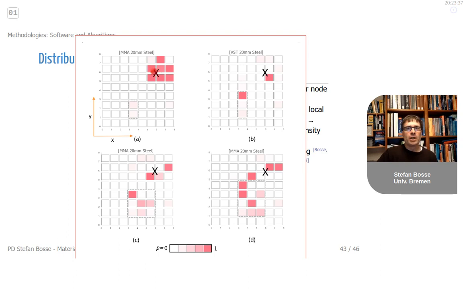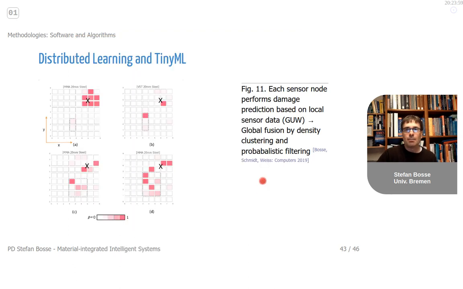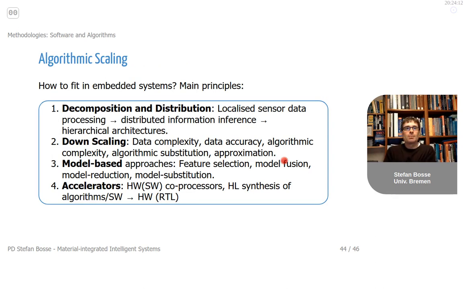And you see here we have different experiments. Here we have a very strong indication. All these nodes which are red have clearly identified a damage, predicted damage. Here we have a weak case, but still one node is very strong. And here we have artifacts. So these are false positive indications, here again and here again. But by global fusion using density clustering and probabilistic filtering, we still get a relatively high robustness in the prediction of damages and their localization. Yeah, and finally, my last point: algorithmic scaling, how to fit in embedded systems.